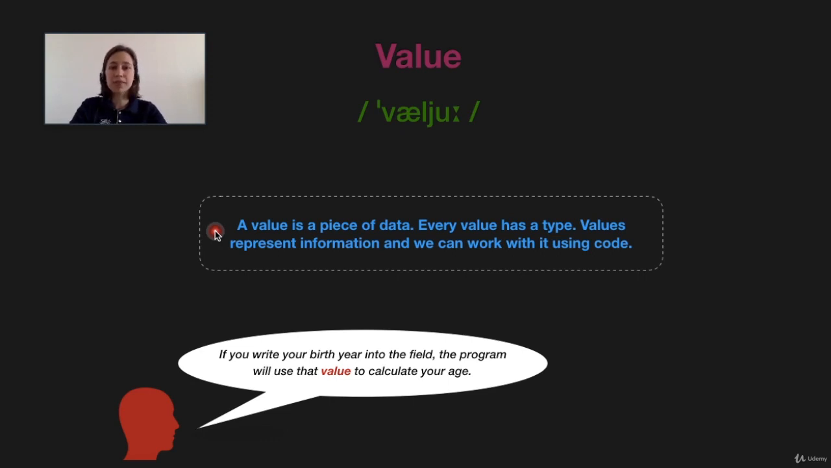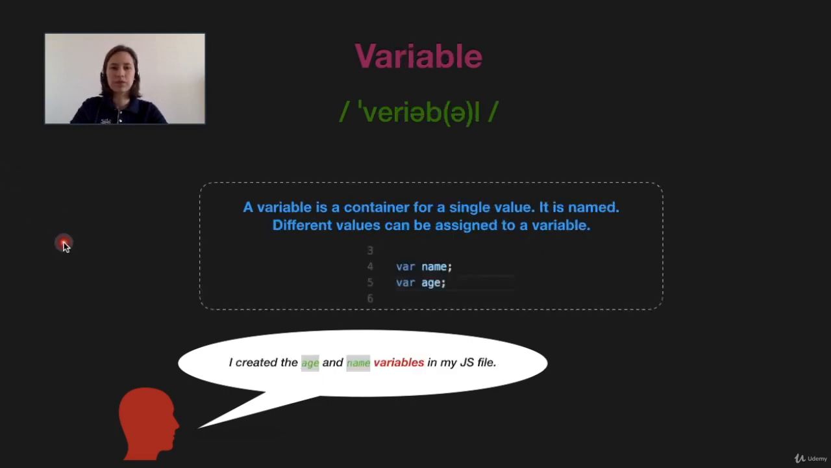Every value has a type. Values represent information, and we can work with it using code. If you write your birth year into the field, the program will use that value to calculate your age. Again, pause the video and repeat the example after me. All right, let's go on.